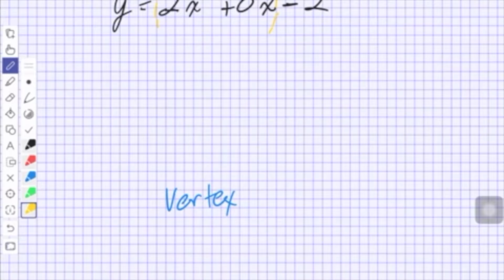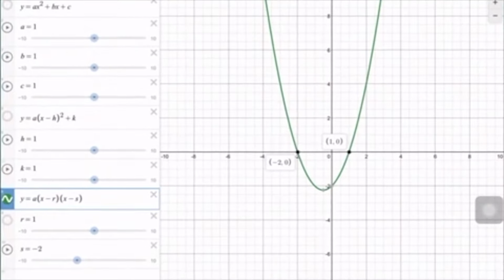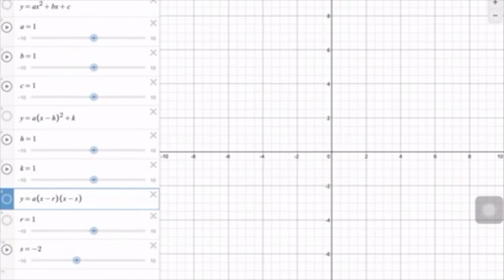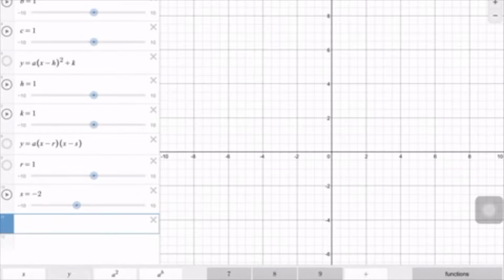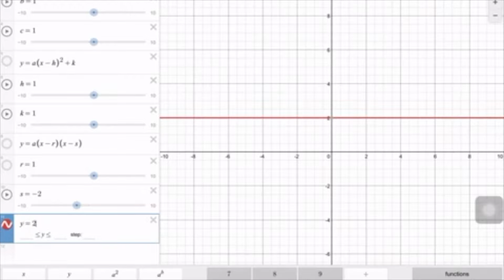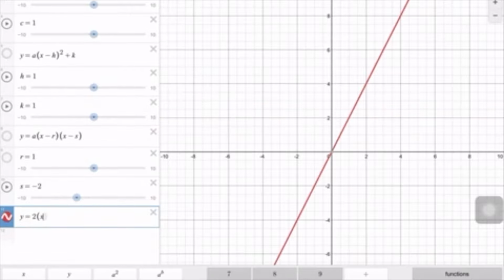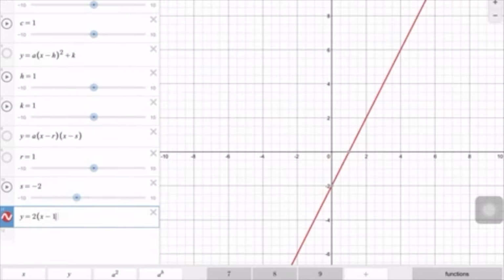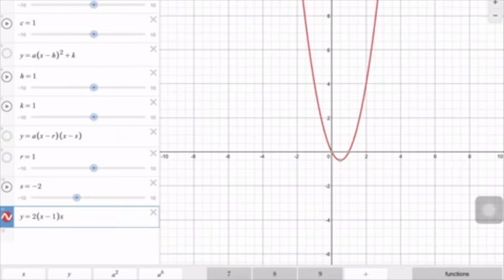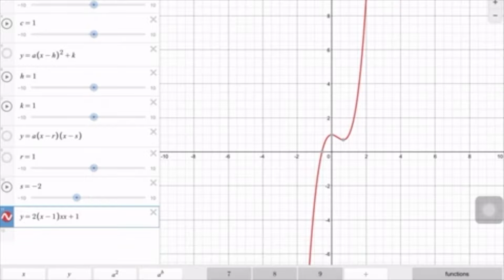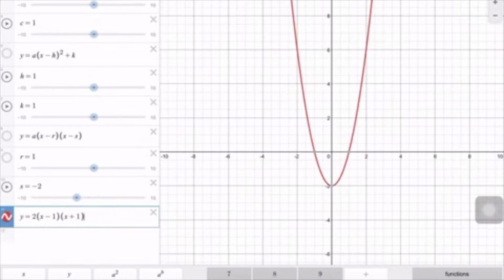I'm going to jump into Desmos and quickly show you how those 2 equations ended up being the same. Okay, so we'll turn these off. We had originally one equation that said y equals, our a value was 2, and then we had x minus 1, and we had x plus 1. What happened there? I forgot my x plus 1 in brackets.